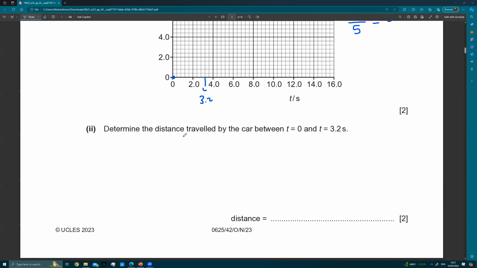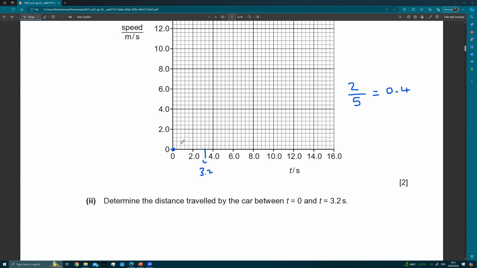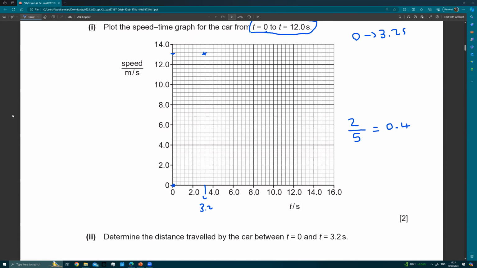Determine the distance traveled by the car from 0 to 3.2 seconds. Well, the distance traveled, by the way, is always the area under the graph. And we kind of drew the graph already. It looked like this. This was the graph. So we're going to want the area under the graph.